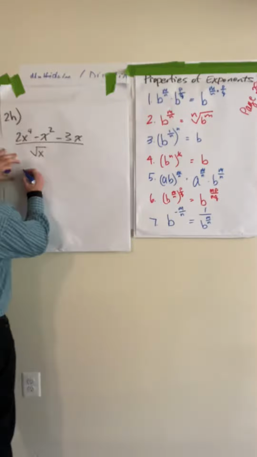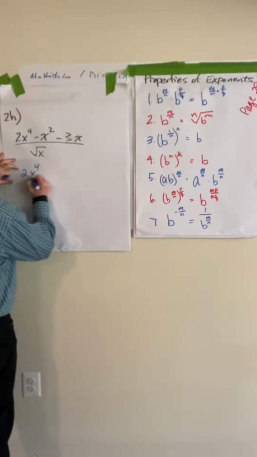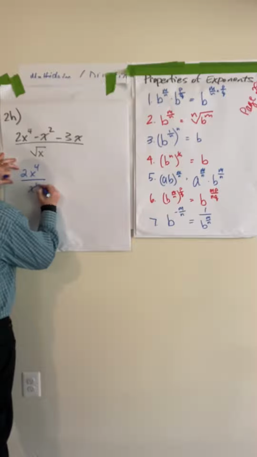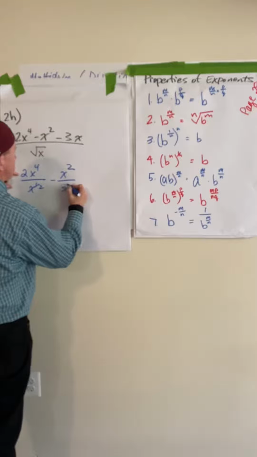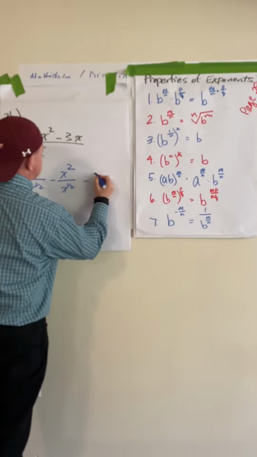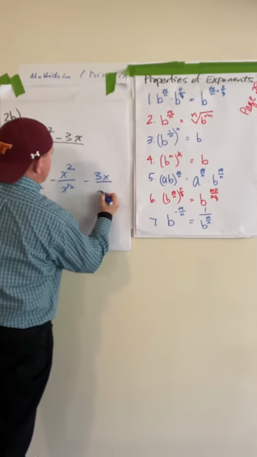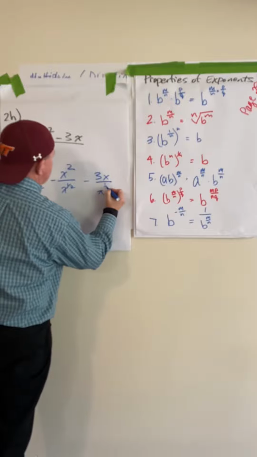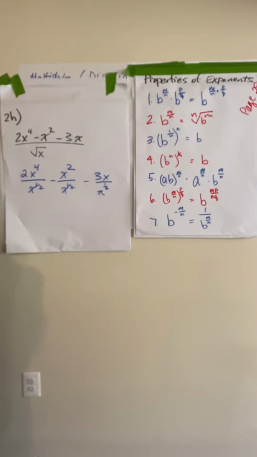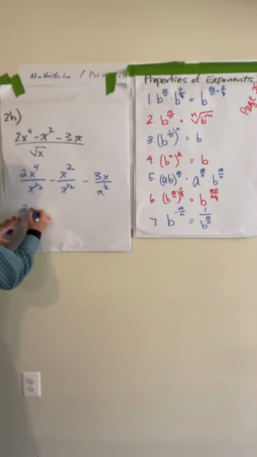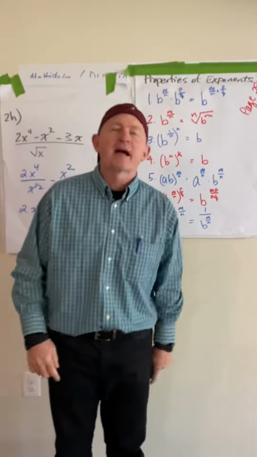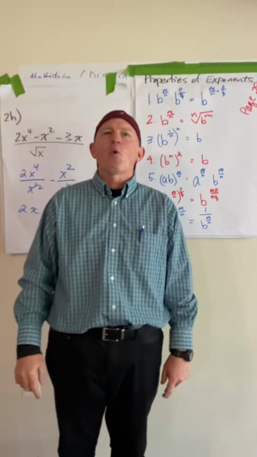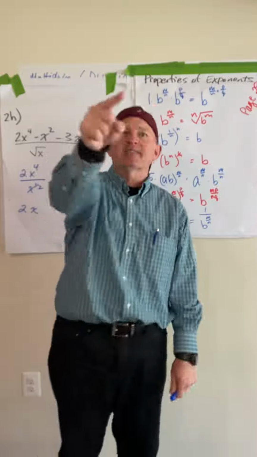So we're going to have 2x to the 4th over x to the 1/2 minus x squared over x to the 1/2 minus 3x over x to the 1/2. Okay. All right, now I'm going to write the answer, basically. My answer is going to be 2x to the, now I got to do 4 minus 1/2. 4 minus 1/2, I know it in my head. 4 is 8 halves. 8 halves minus 1/2, 7 halves.